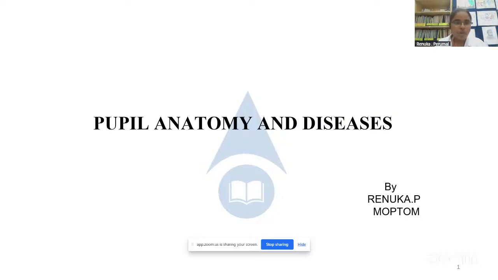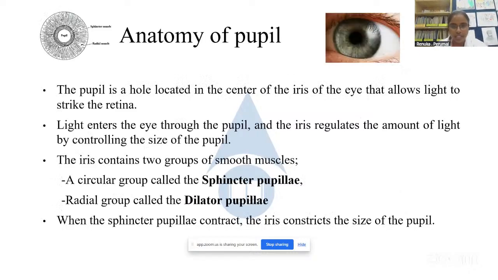Good afternoon all. Topic is about pupil anatomy and diseases. First, let's see the introduction. The pupil is often referred to as the gateway of light. It is a deceptively simple structure with profound clinical significance. The pupil is a small hole located in the center of the iris, which allows light to strike the retina. Next, the light enters through the eye, and the iris regulates the amount of light by controlling the size of the pupil.